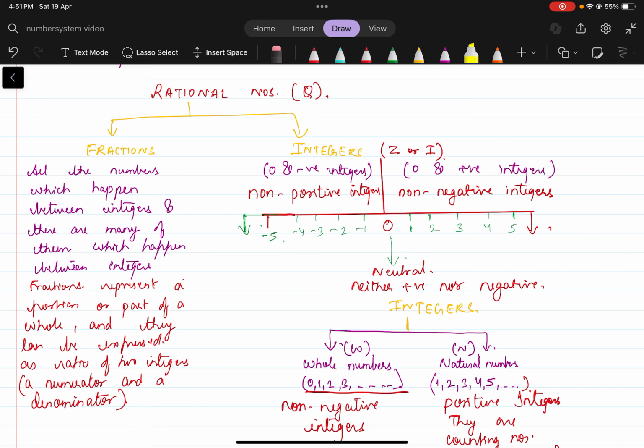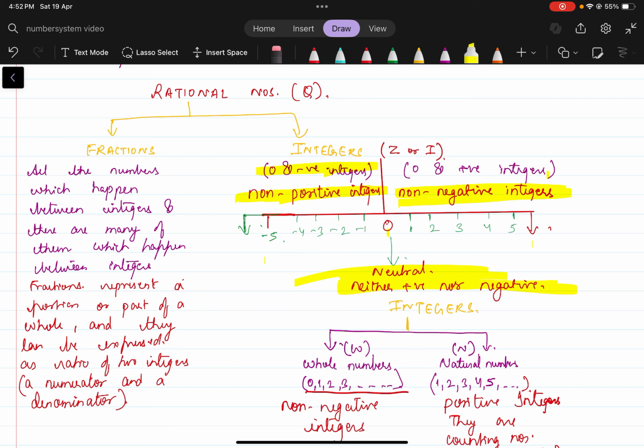Now, if you look at a number line, there is a 0 in between, and on the right hand side we have positive integers, on the left hand side we have negative integers. 0 is considered a neutral number. It is neither positive nor negative. When we include 0 and positive integers, it is said to be non-negative integers. And when we include 0 and negative integers, it is said to be non-positive integers.